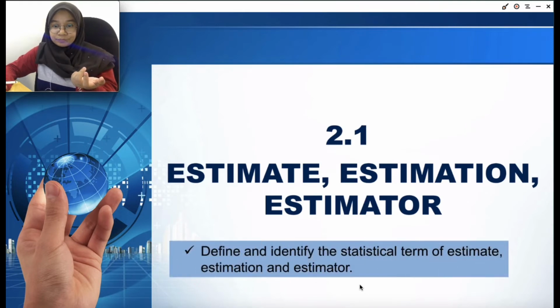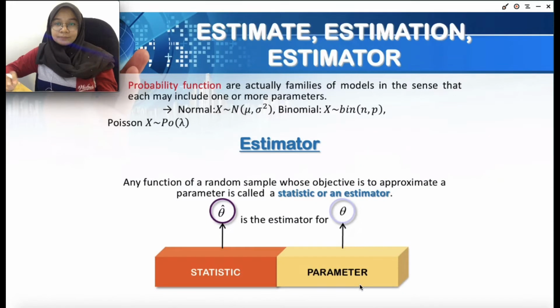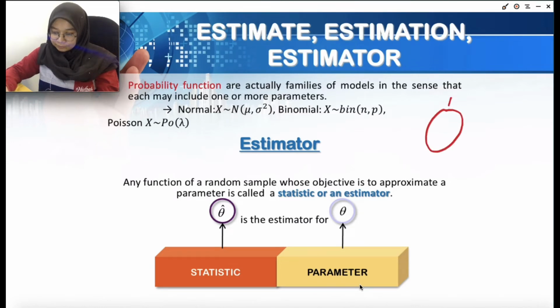In 2.1, you will learn to define and identify what is meant by estimate, estimation, and estimator. Estimate, basically we want to guess. Penganggaran. Right, estimate, estimation, and estimator. So if you look here, statistic is the estimator for parameter. That means you have a population and then you take a sample.